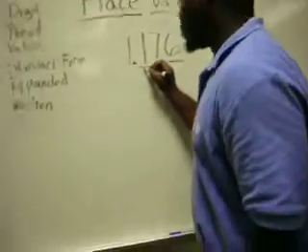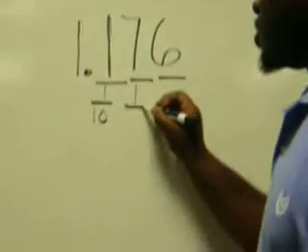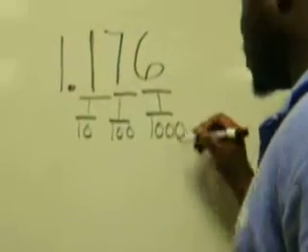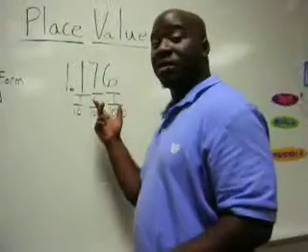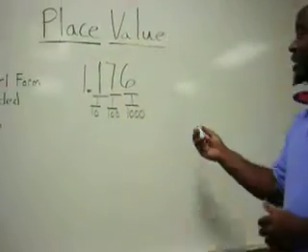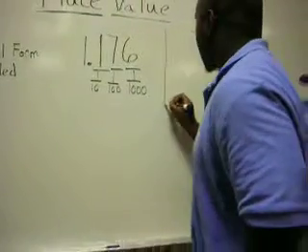We have our tenth, which can be written 1 over 10, our hundredths, which can be written 1 over 100, and our thousandths, which can be written 1 over 1,000. Now, a lot of times kids get confused or scared when they see these numbers because they think, oh my goodness, I don't know what this means. Well, let me show you an example on exactly what these numbers represent.